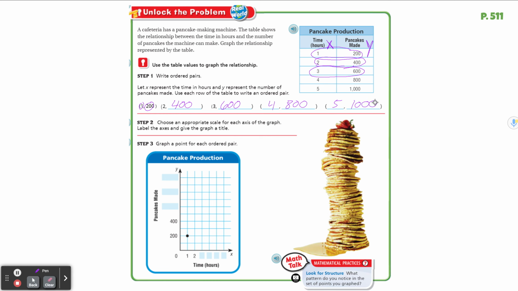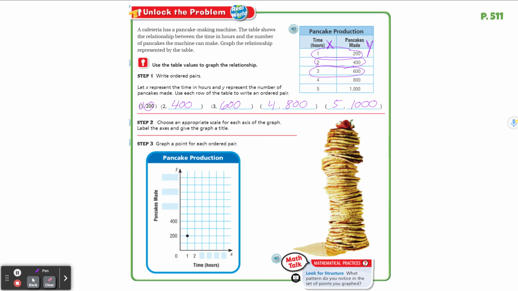So we're just looking at each of those pairs, those rows, 1 to 200, 2 to 400, so on. We're going to look at each of those as an ordered pair. And now we need to remember how to graph these on our graphs. So our x-axis is that horizontal, that side to side, and our y-axis is the up and down. So the first one we have is 1 to 200. So we're going to go over 1 and up to 200, and that's where our first dot's going to go.